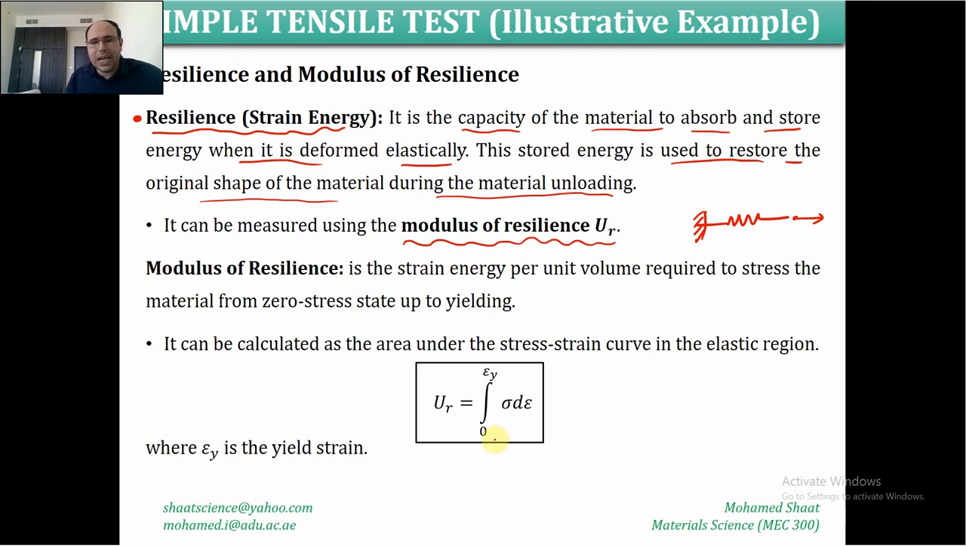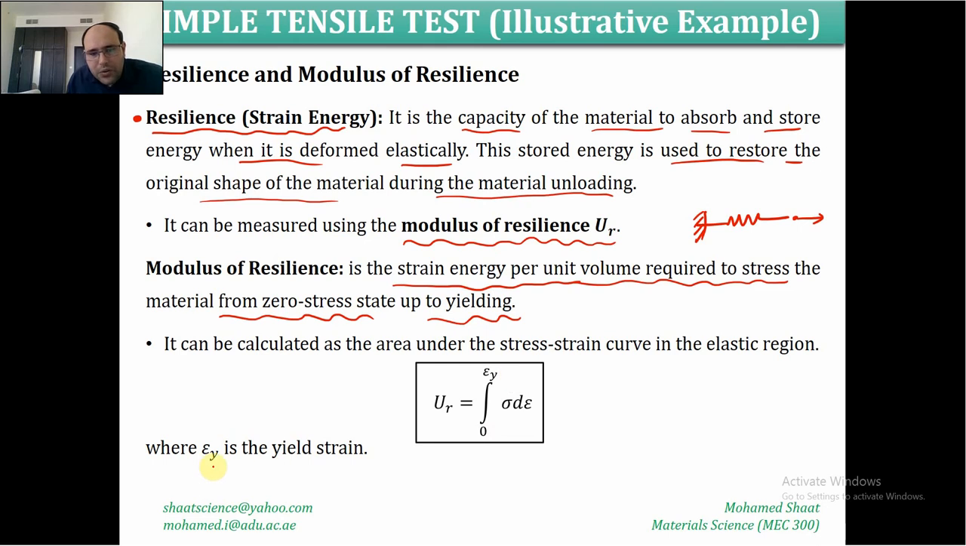It should be kind of related to the elastic modulus of the material. And this modulus of resilience can be defined as the strain energy per unit volume required to stress the material from the zero stress state up to yielding. In other words, it is the energy divided by the unit volume of this material that is needed to deform the material from the zero state to the yielding point. This is going to give us the modulus of resilience. We can simply calculate it as U_R, which stands for the modulus of resilience, equals the integration of the stress in relation to the strain, sigma d epsilon, from 0 to epsilon y.